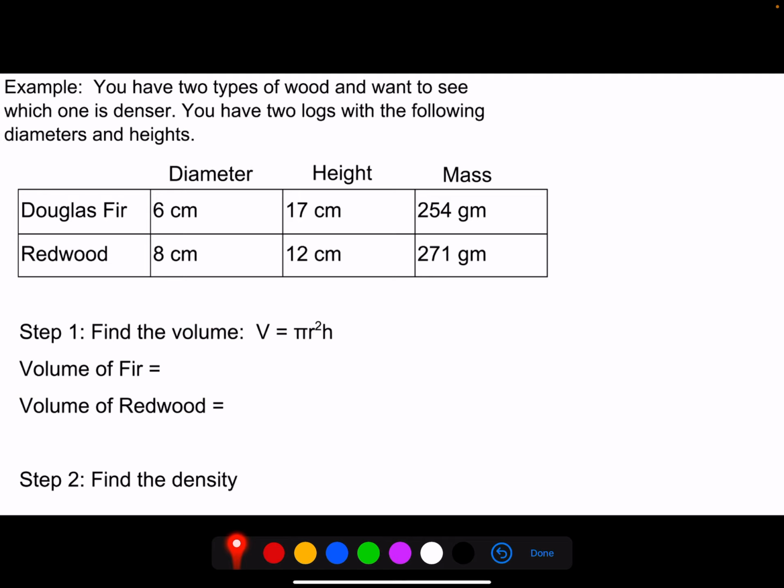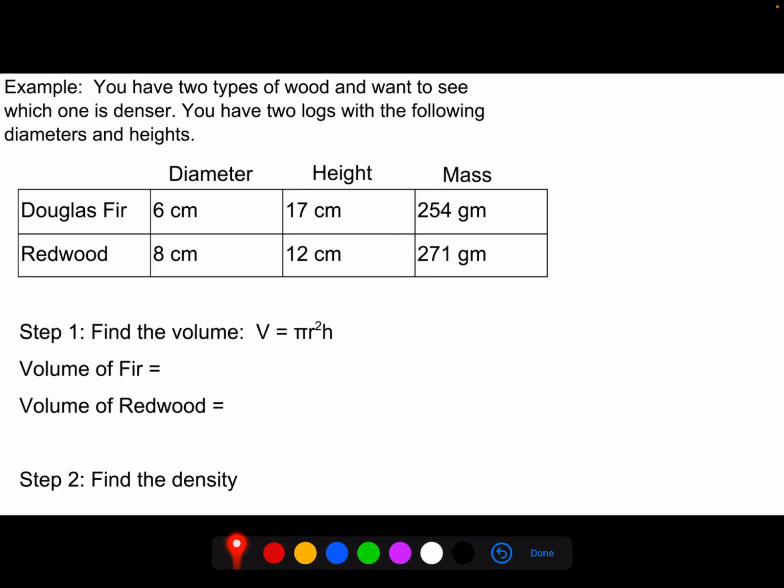You have 2 types of wood, and you want to see which one is more dense. You have 2 logs, so they're both going to be cylinders, with the following diameters and heights. So the 2 types of wood that we have are Douglas fir, and we have a redwood. The diameter of these 2 logs, I should say, one is 6 centimeters and the other is 8 centimeters. The height of the Douglas fir is 17 centimeters and the height of the redwood is 12. And lastly, they have different masses because they're different types of wood.